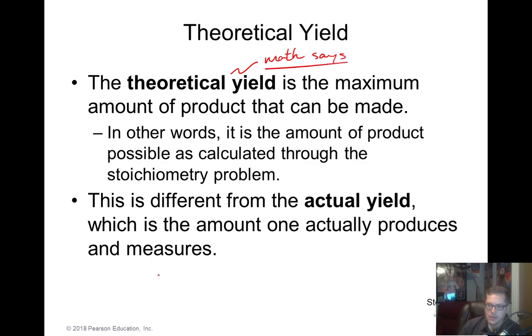The actual yield is what we actually get in the lab. So never are we actually going to get what our theoretical says we should get. We should get close as long as we're following proper laboratory procedures, doing everything exactly right. We should be really close to that value.